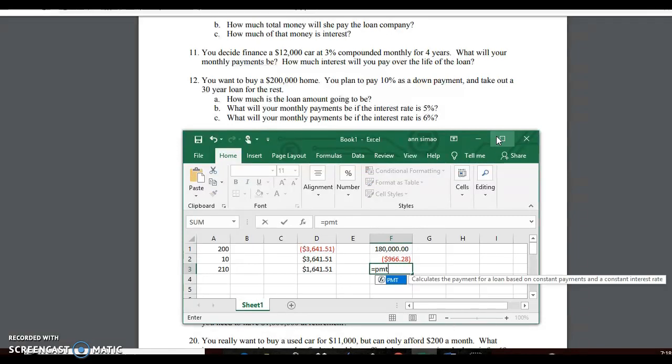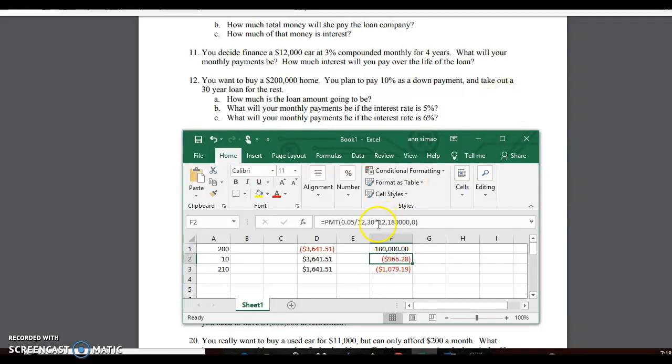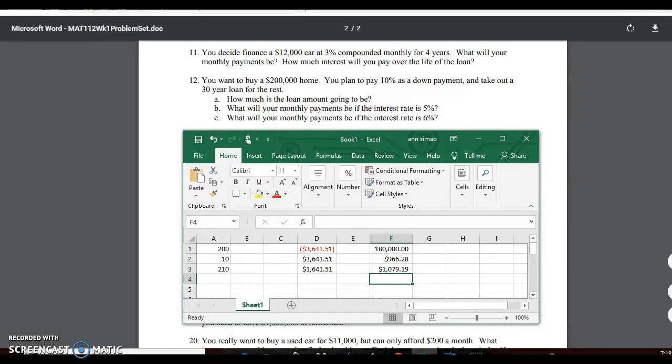If I had a 6% interest, 0.06 divided by 12, 12 times 30, present value is the 180,000. And so if my interest rate was 6%, it would be $1,079.19. So you notice that these are negatives. If I had made that present value negative, and sometimes it's easier for students just to see putting these pieces in and just getting that negative answer, knowing that that's a payment, so it's money that's going out. So that is why you see that negative.